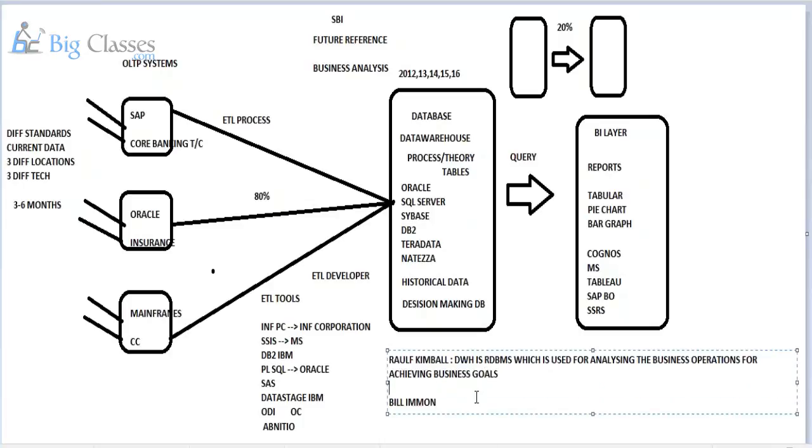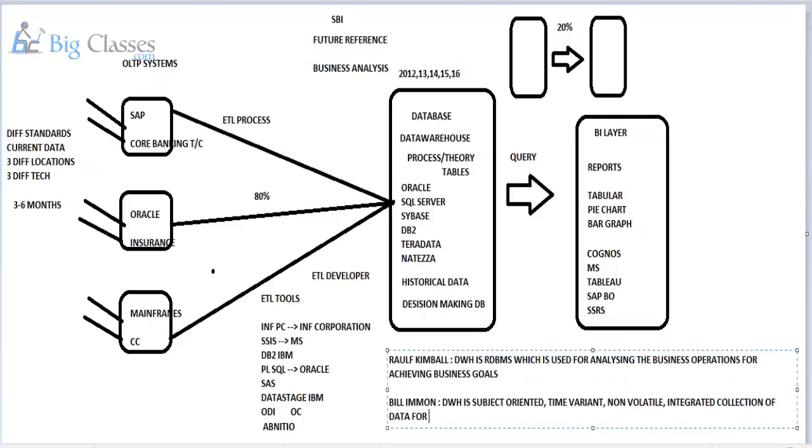And you have Bill Inmon. According to Bill Inmon, a data warehouse is a subject-oriented, time-variant, non-volatile and integrated collection of data for the management decision making process.